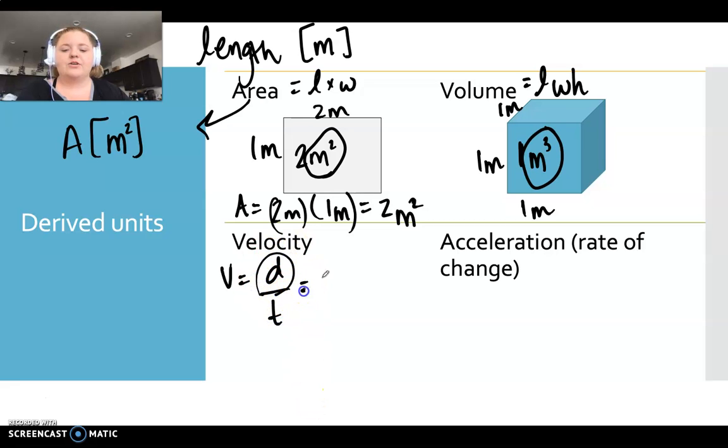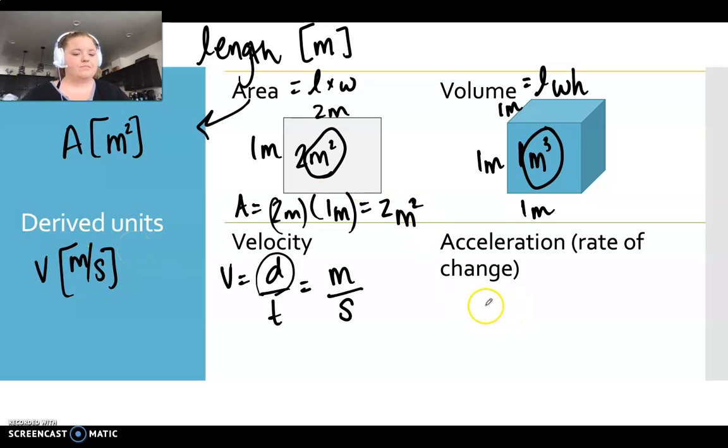Distance has the units of length, so that's going to be in meters. Time, we can have it in different units, but remember in SI units, we use seconds. Based on our base units, we derive another set of units. So our units now for velocity are meters per second.